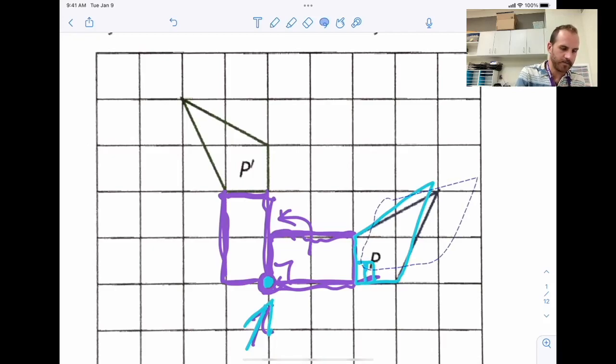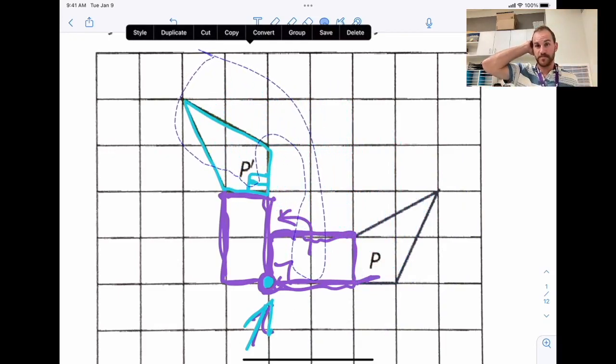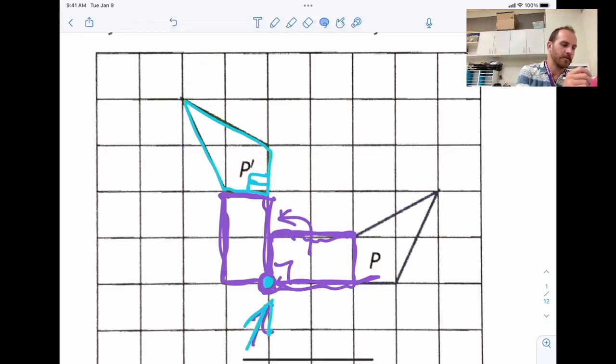Okay, let's try that. All right, we're going around. Actually, what do I want to do? I want to do this. Okay, it's flat and it's in the right spot. So that's a 90-degree rotation. And that is our center of rotation right there.